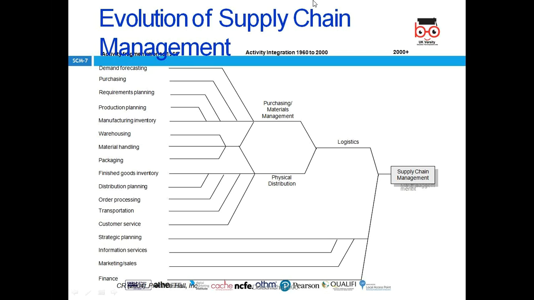So if we look here, evaluation of supply chain management. We can look around demand forecast, purchasing, material management, requirement planning, production planning, manufacturing, warehousing, material handling, packaging, finished goods, distribution, ordering processes, transportation, customer service, strategic planning, information, marketing, sales, and all these lead to overall physical distribution, logistics, and then supply chain management.